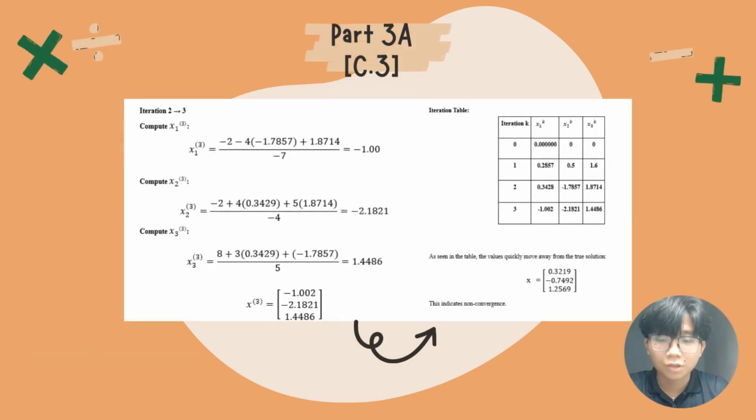Repeating the same process for iteration 3, we obtain that x1 equals negative 1.002, x2 equals negative 2.1821, x3 equals 1.44x6. From the iteration table, we can observe that the values do not settle down to a fixed solution. This indicates non-convergence.